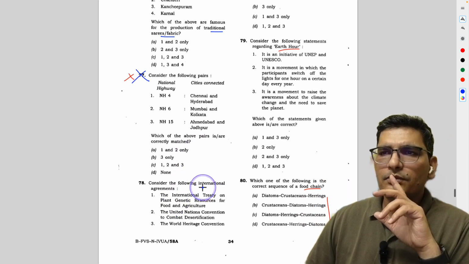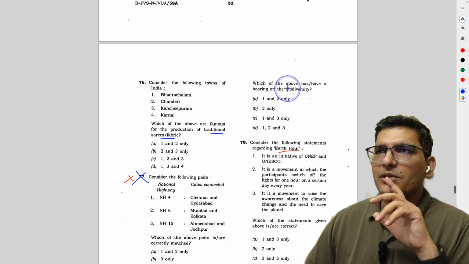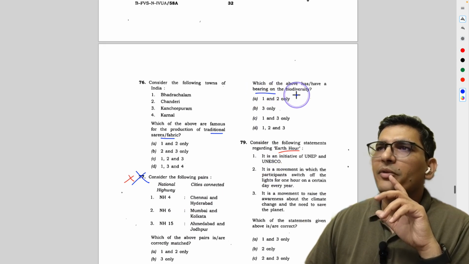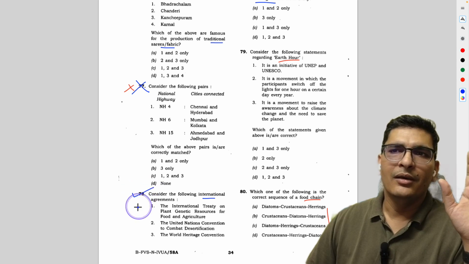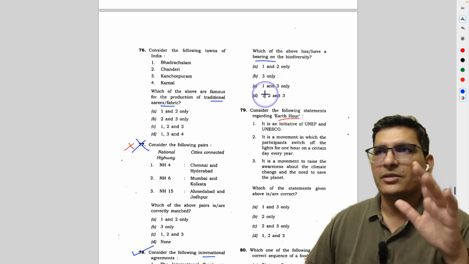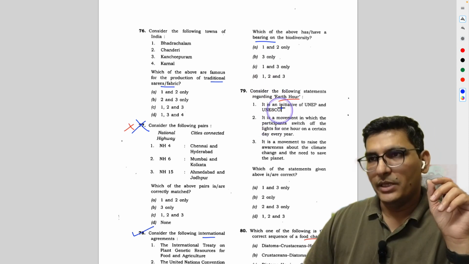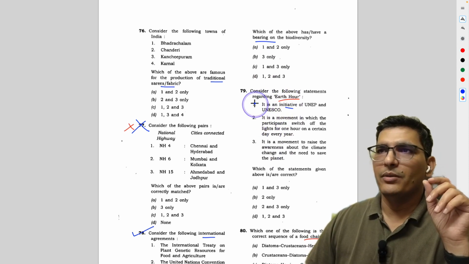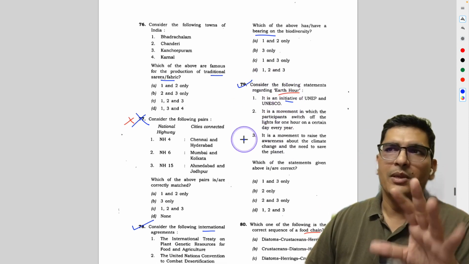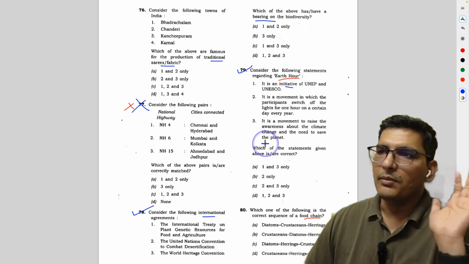Then, okay, international agreements, plant genetic, okay, what is the question? Have a bearing on, very directly, like if I've done the practice of PYQ, this is a doable question, right? 1, 2, 3 should be the answer because of bearing on. Earth Hour, yes, doable. Initiative of what? Movement, and a very, very doable question. Maybe invest 1.5 to 2 minutes, it will be done.